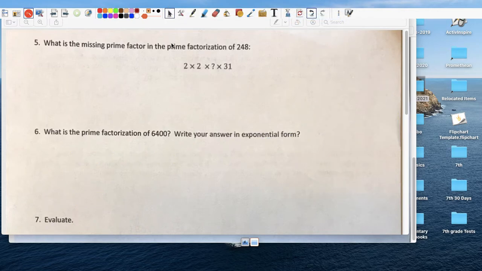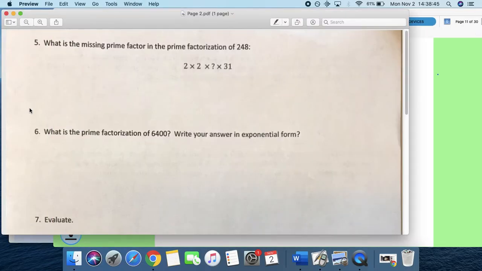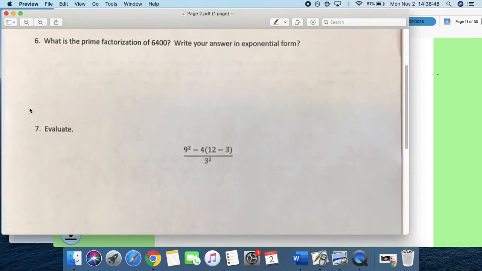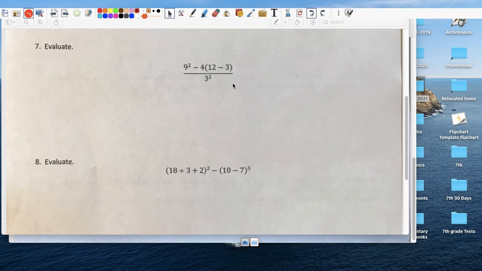And then 7. Let me, once again, I don't know why this is not working. So we have, okay, 2, 3 more problems. So let's evaluate that. Order of operations.